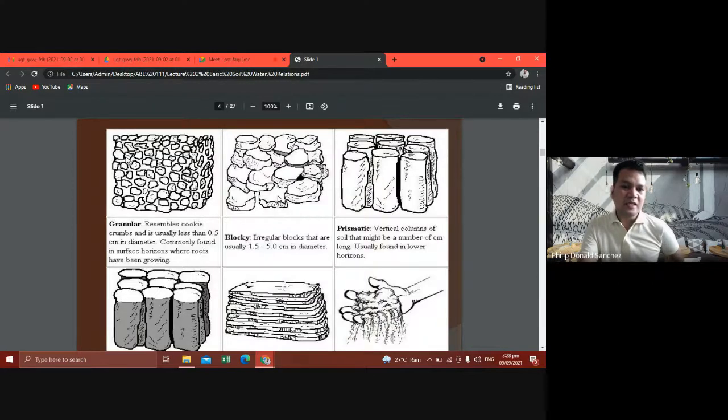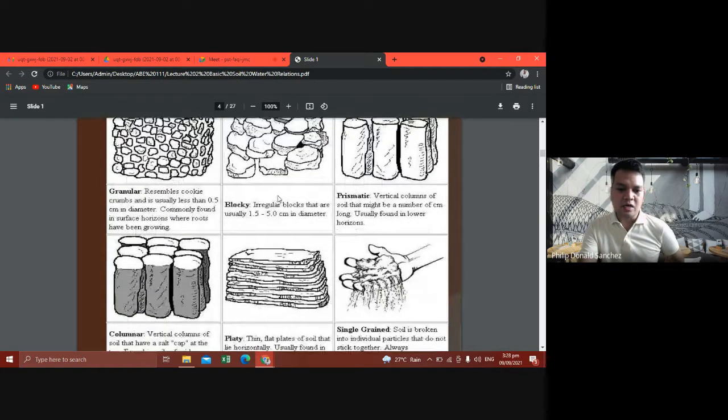Alright? So we now call these the types or kinds of soil according to their structure. There is granular, blocky, prismatic, columnar, and platy. The term is platy, from the term plate, the thin ones, and there is also single grained.